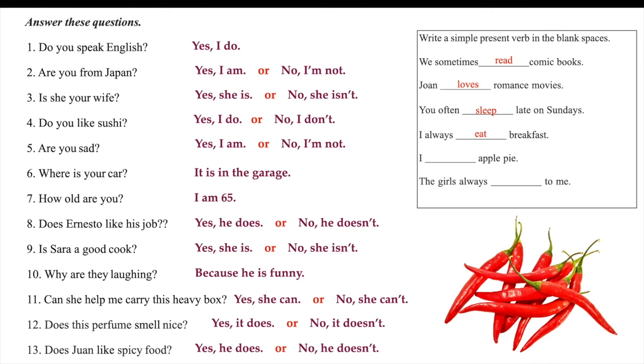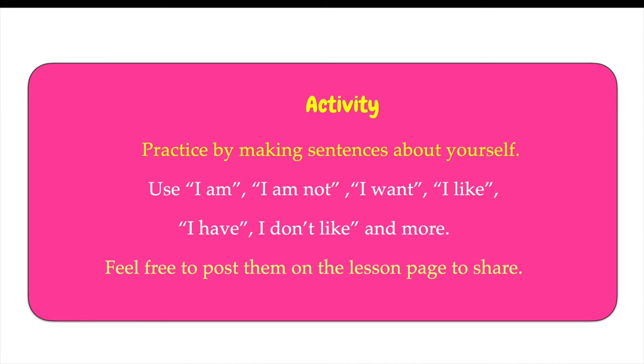I always eat breakfast. You could also say, I always skip breakfast, or I never eat breakfast is okay too. I love apple pie. So good. The girls always talk to me. Now, of course, you can use a different verb here. That's fine. As long as it's in the simple present and it makes sense, don't worry about it.